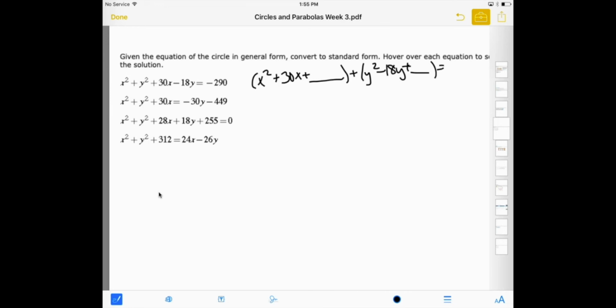So you'll see that I took x squared plus 30x plus blank. You always want to make sure you leave a blank there. That's going to be the new c part of our quadratic. And then y squared minus 18y plus blank equals the negative 290 on the other side.